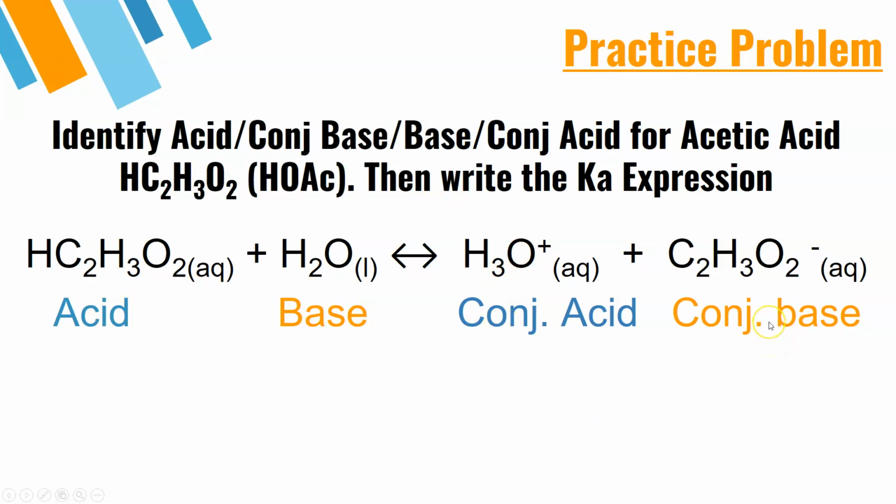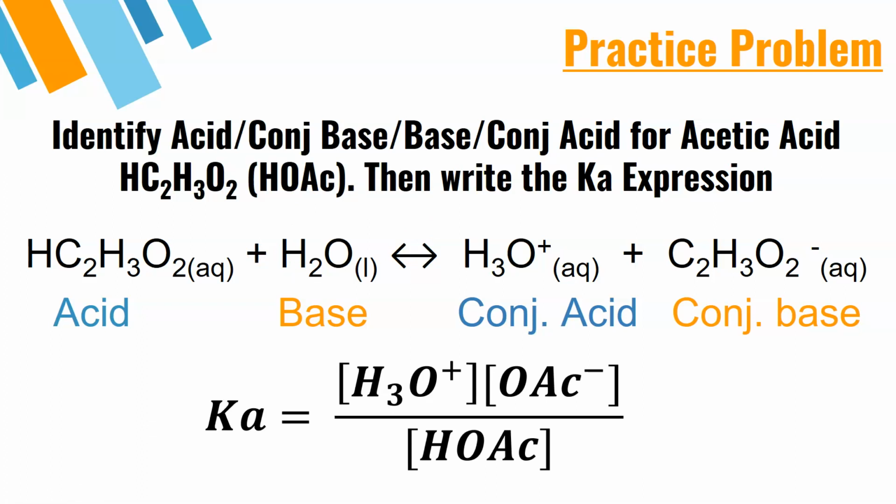So now let's write our Ka expression. You're going to want to put your products on the top, your reactants on the bottom. The nice thing is all of the coefficients are ones, so we don't have to worry about exponents. But we do have a liquid here. Don't put the liquid. Okay, do not put that liquid. Our Ka value looks like this.